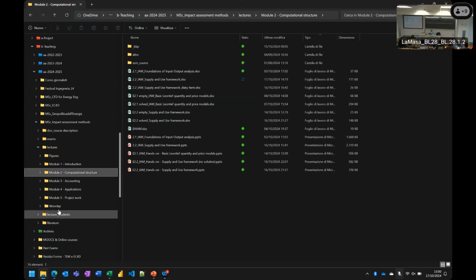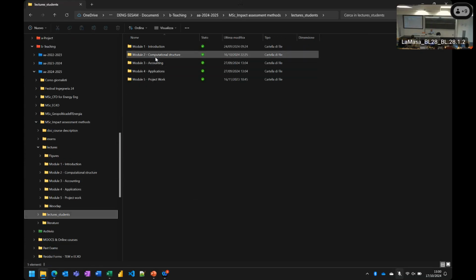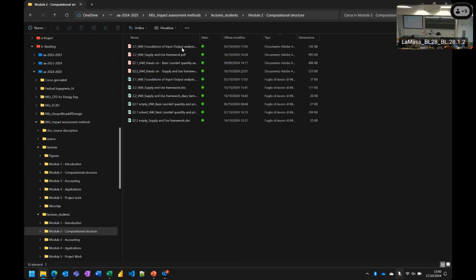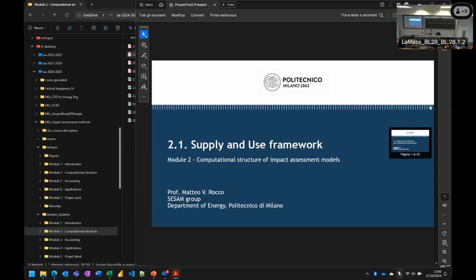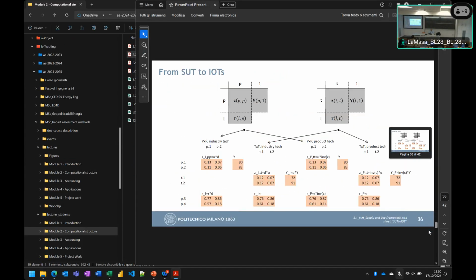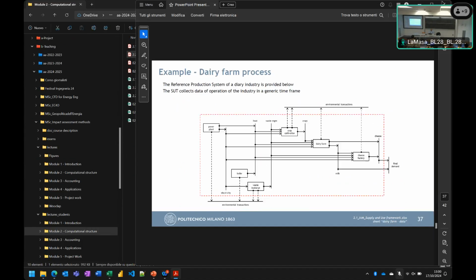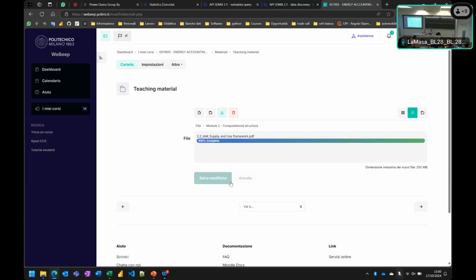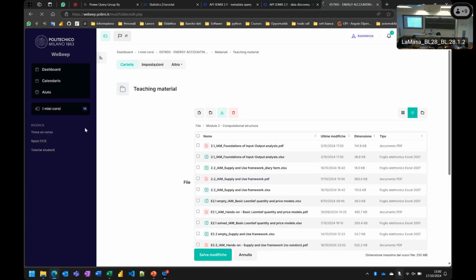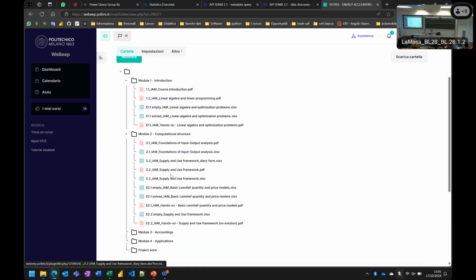Lecture students, computation structure, supply and use framework. Here is the corrected version, with also the dairy file. I'm uploading these to the website now. Save. Okay, you should find it, but the Excel is already there.